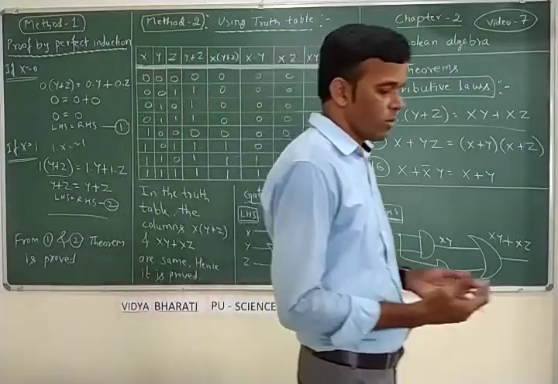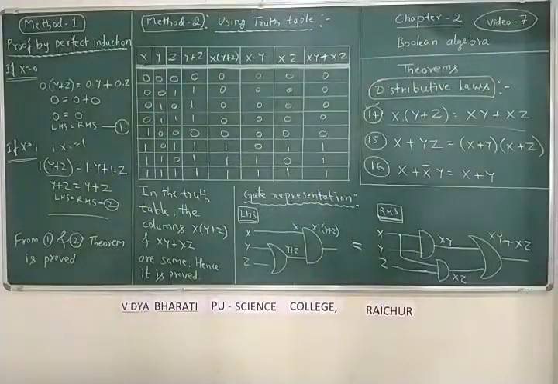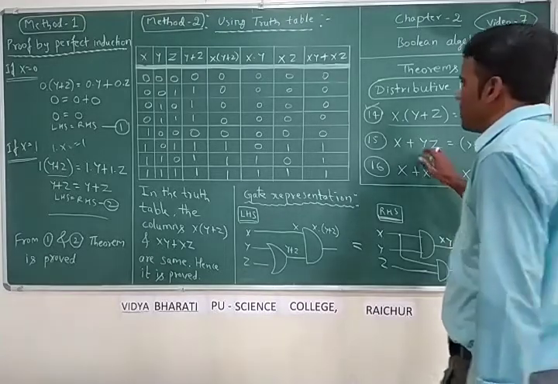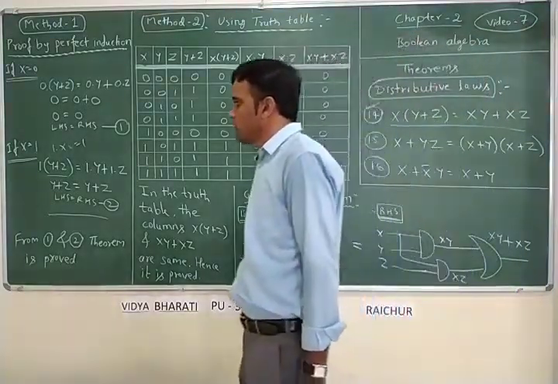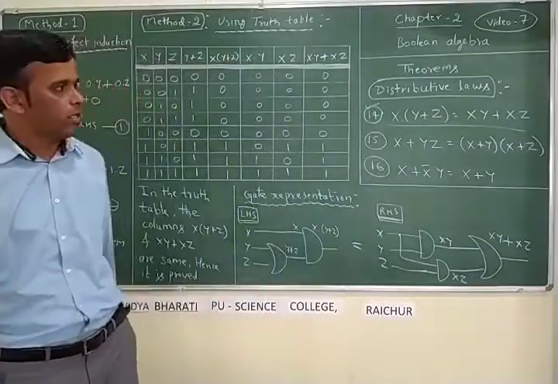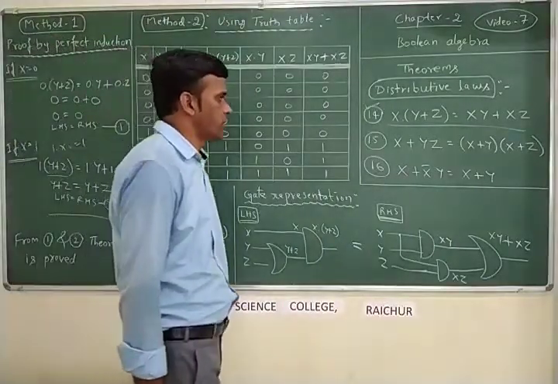Okay, so now we'll go for the other theorem, the 15th theorem. So again we have 3 variables here, x, y and z. Okay, so first I will consider the proof by the perfect induction method.